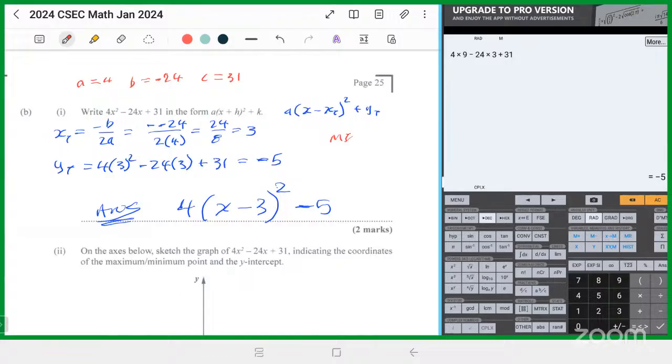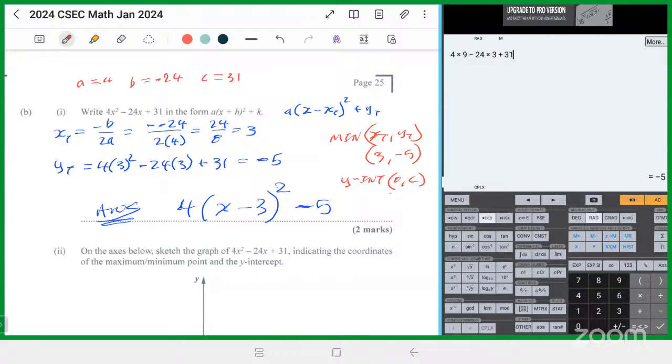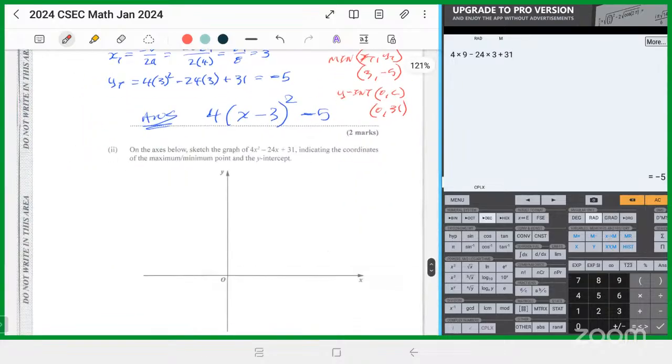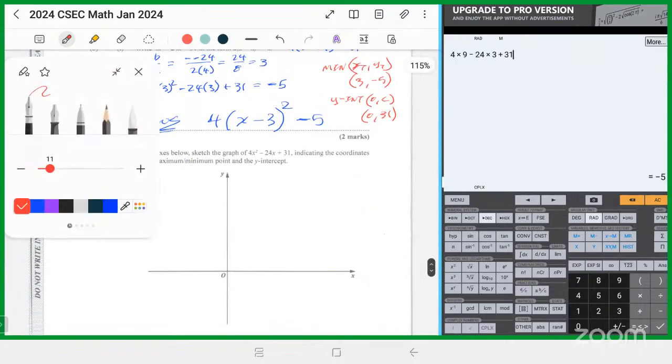So the minimum point is xt, yt. That is 3, negative 5. And then the y-axis intercept, 0, c, is going to be 0, 31. And so it's a sketch we're doing, guys. Alright, so let's sketch it now.